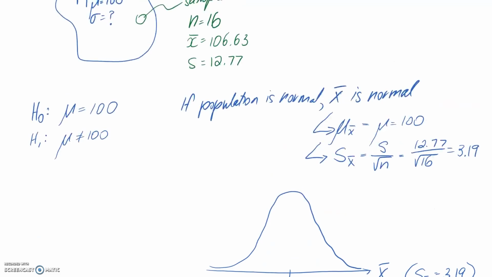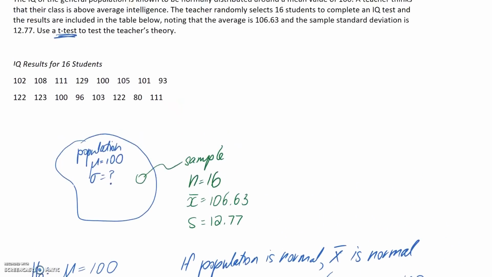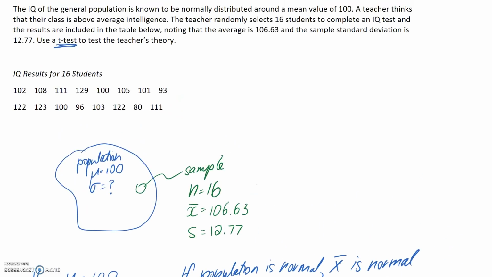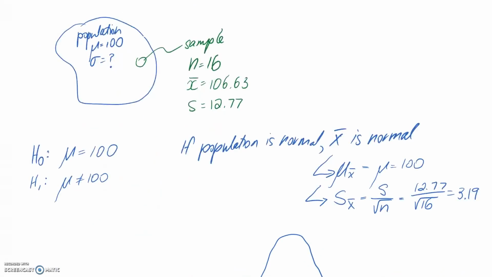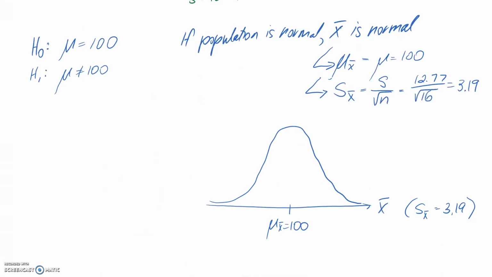All right, so what we are looking for is any evidence of the teacher thinking that their students are actually much smarter than the general population. So this teacher ended up with an average of 106.63 for the mean of their sample. So if we mark that in, it's going to be, say, here.